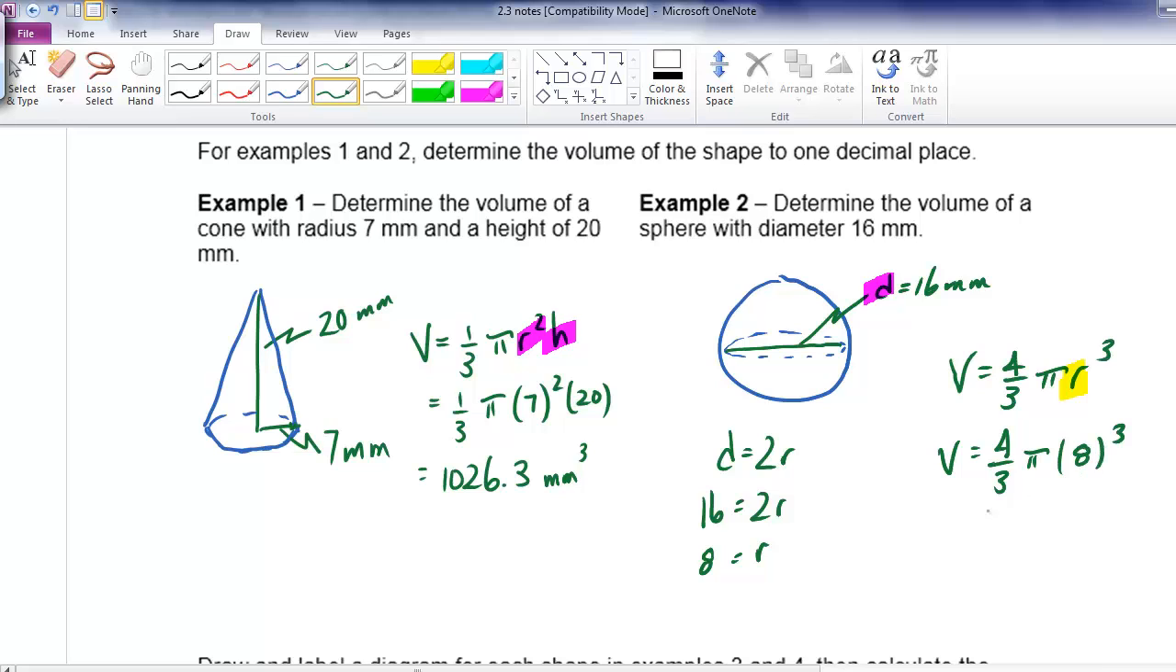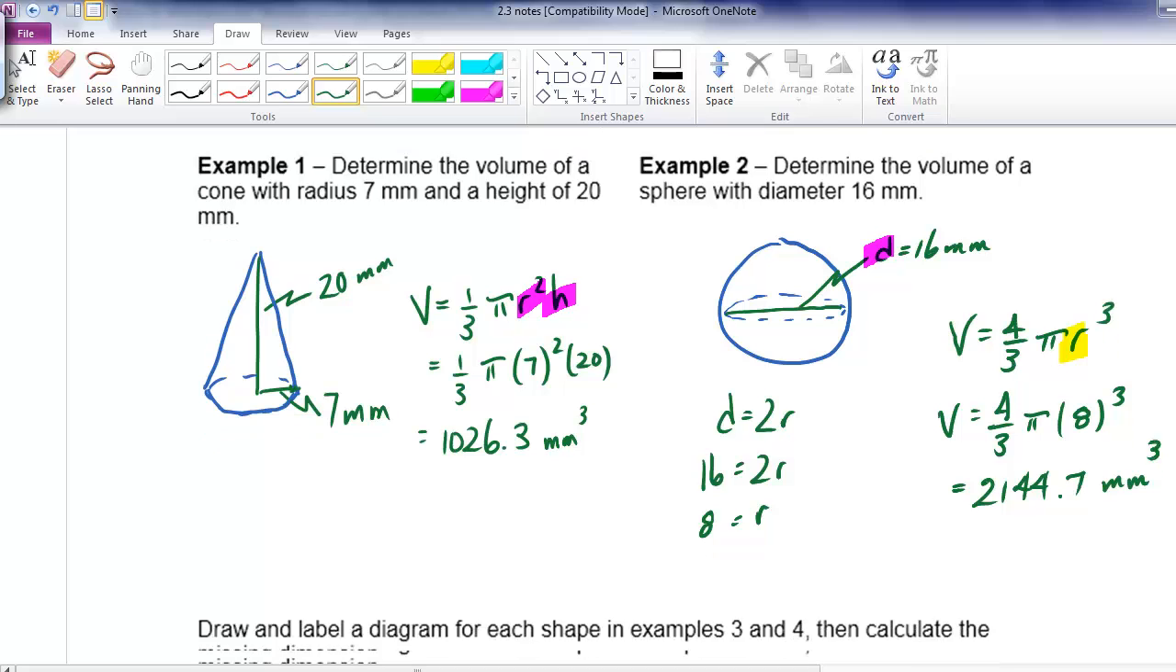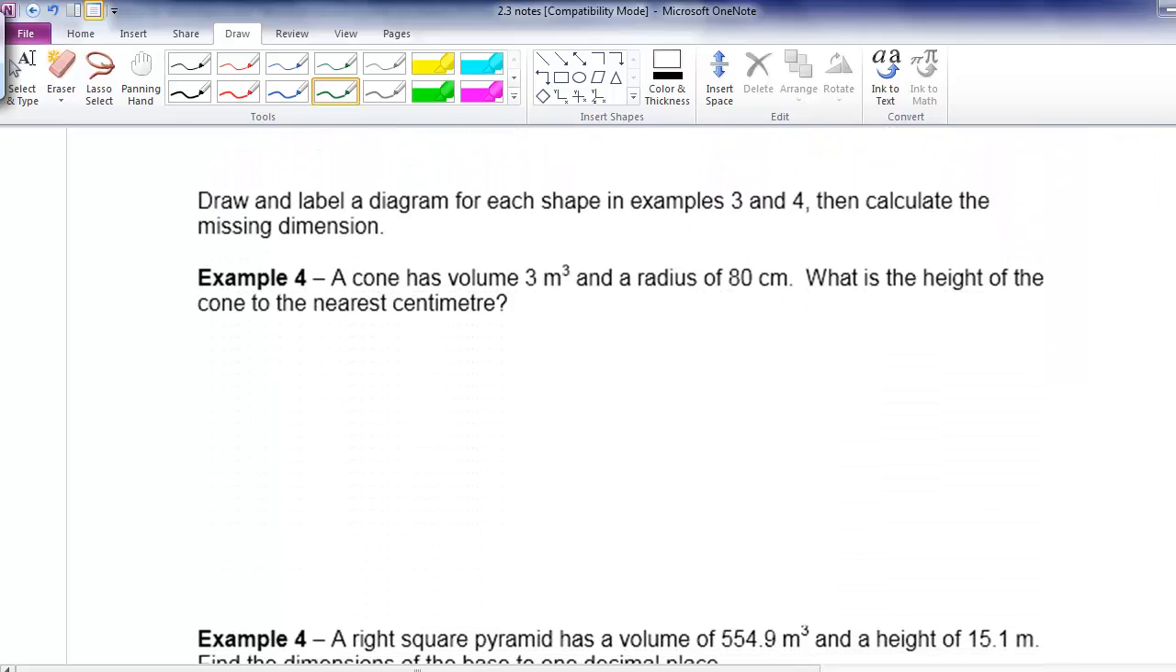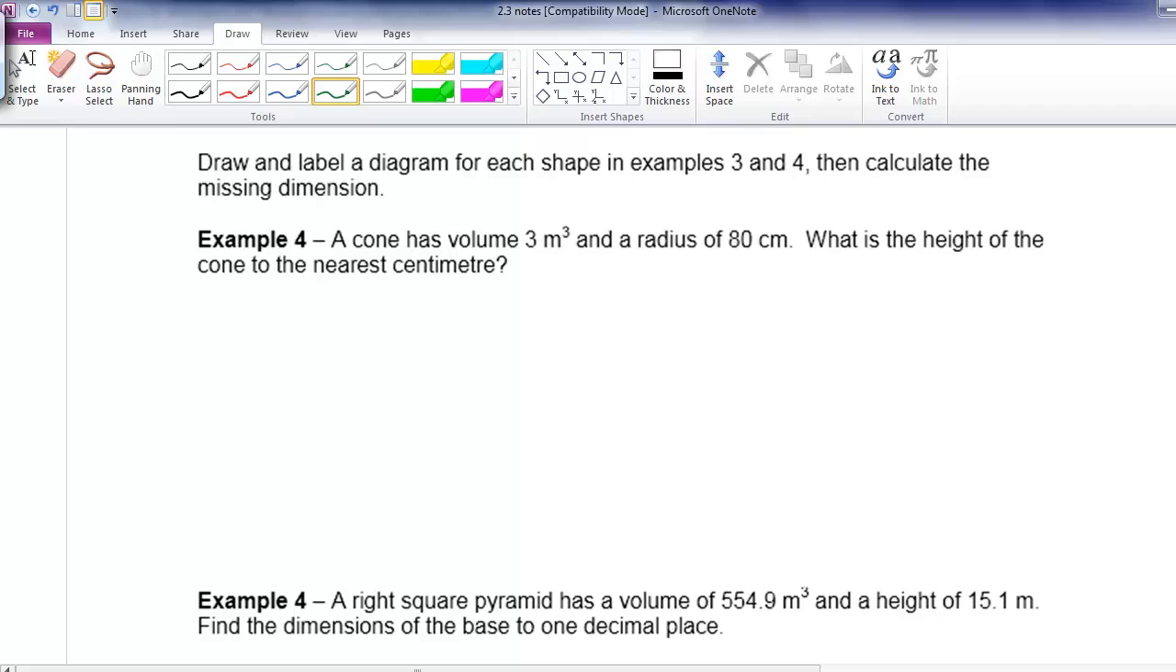And when we plug that all in our calculator and round it to the nearest one decimal place, we're going to end up with that many millimeters cubed. Okay, straightforward. Okay, let's look at a couple of examples where we want to find the missing dimension, the other thing we have to be able to do.